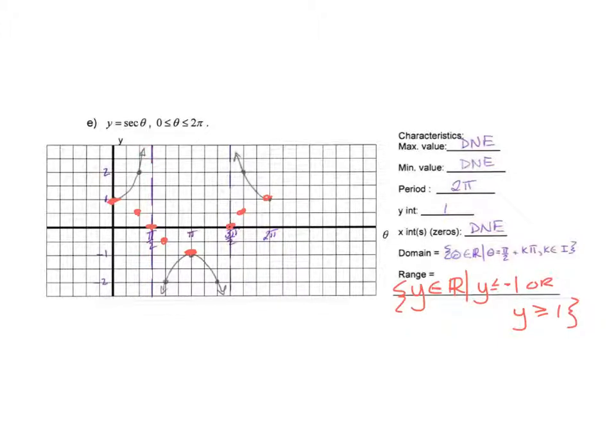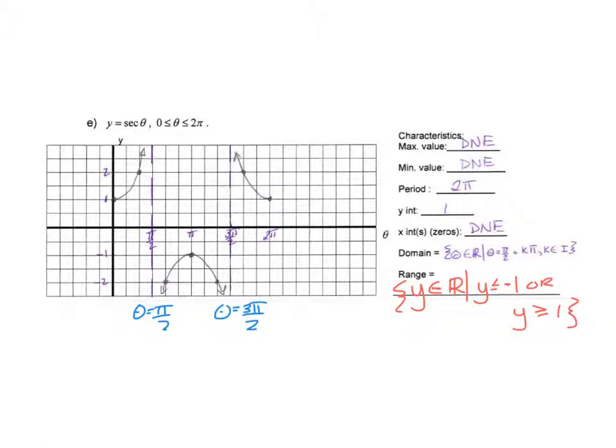So again, I'm going to erase those. Before I forget, I should label my asymptotes. So I get theta equals pi over 2. Theta equals 3 pi over 2.